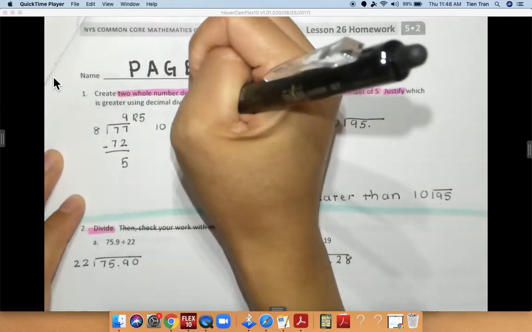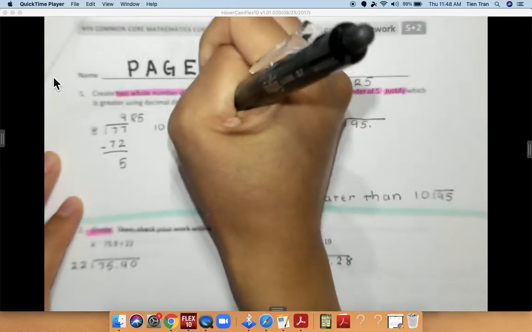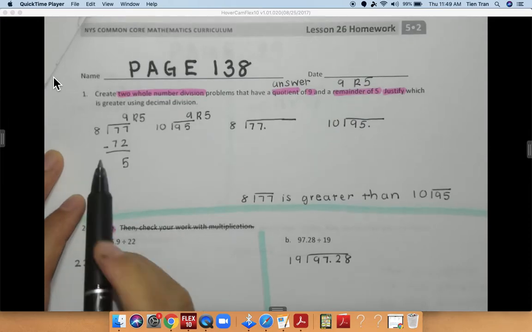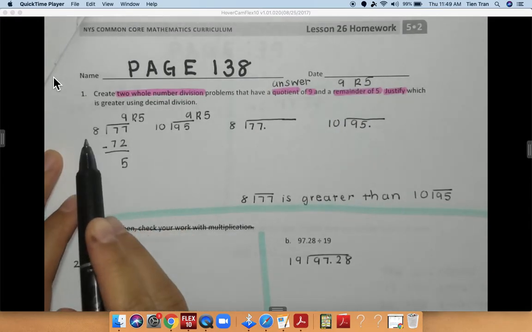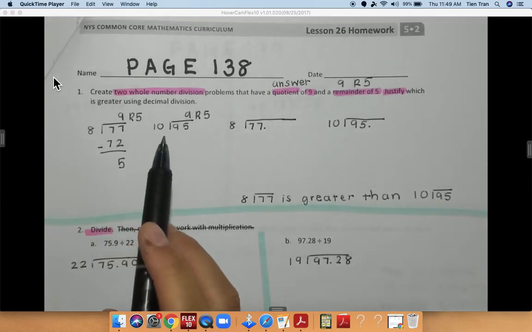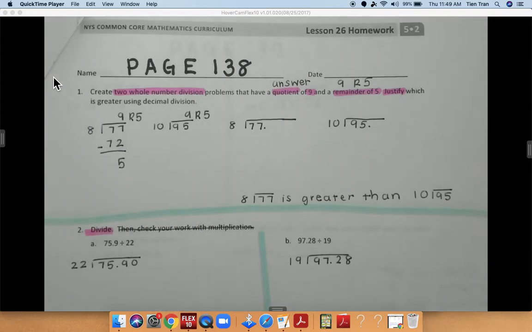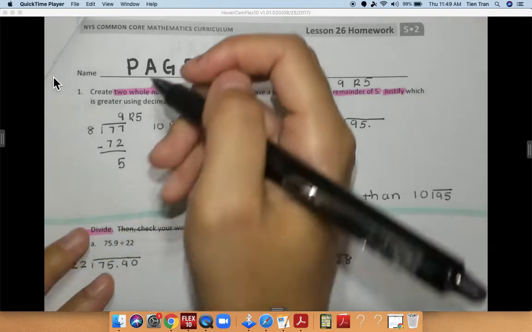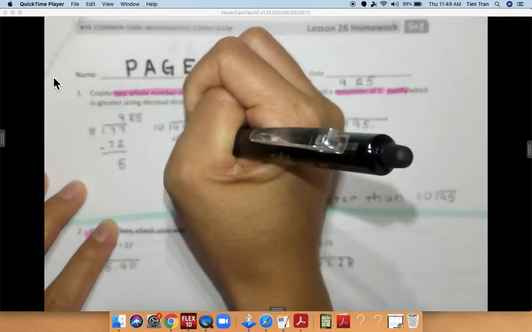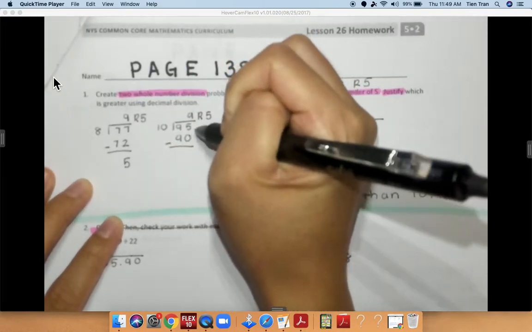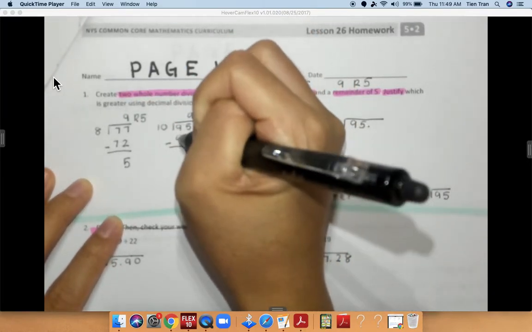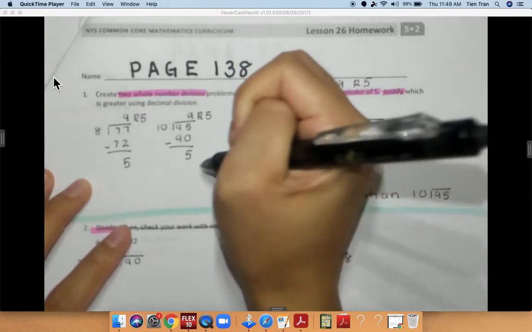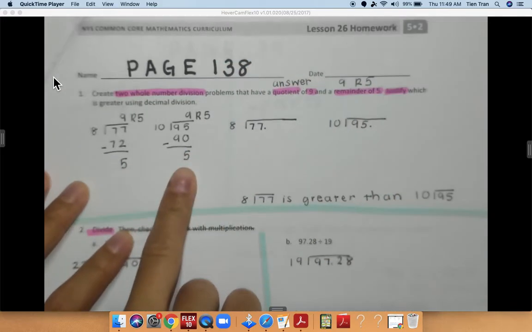I'm going to use 9 remainder 5 and 10. And you can use any number right here. You can change it to 9, 10, 11, 12, 13, 14, 15, whatever is up to you. Now I'm going to multiply. 10 times 9 is equal to 90. 5 minus 0 is equal to 5. 9 minus 9 is equal to 0, so I don't need to write that. My remainder is equal to 5.